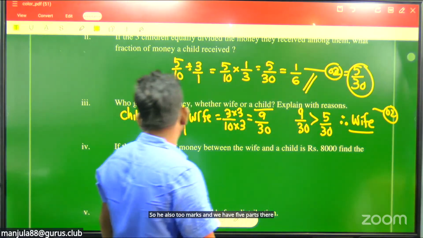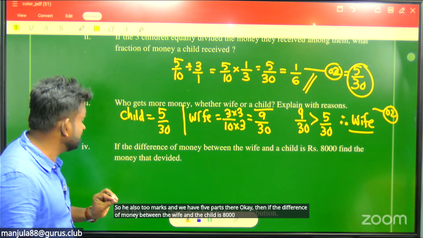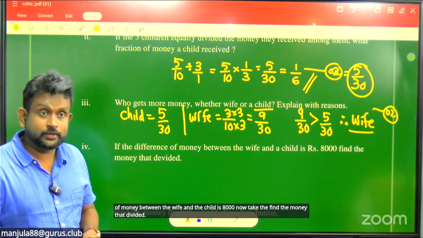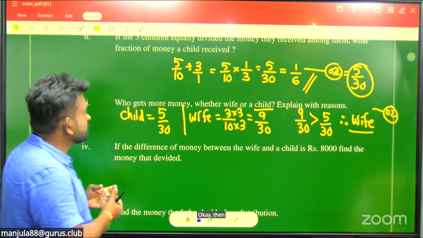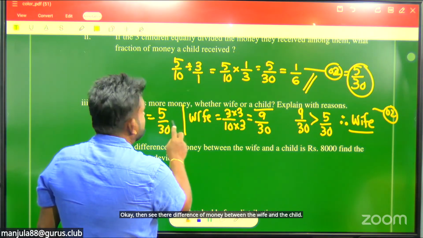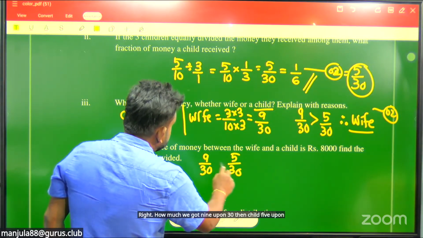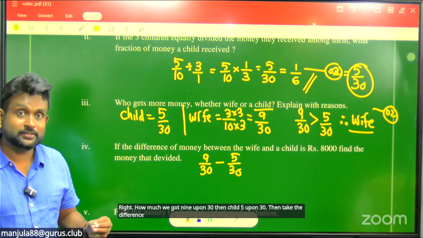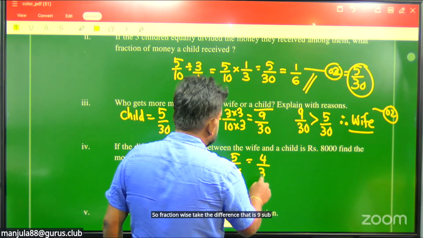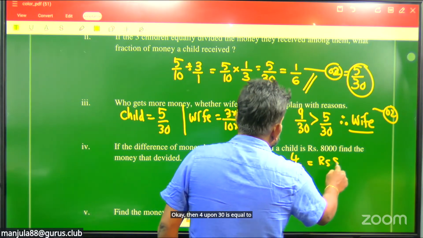Then if the difference of money between the wife and the child is 8,000, now find the money that was divided. See there, the difference of money between the wife and a child, right? Wife, how much? We got 9 upon 30. Then child 5 upon 30. Then take the difference fraction wise. So fraction wise, take the difference, that is 9 subtract 5, 4 upon 30. Then 4 upon 30 is equal to an amount of rupees 8,000.